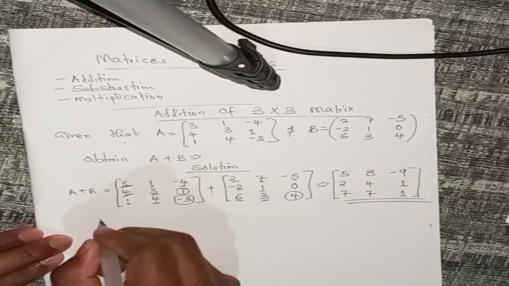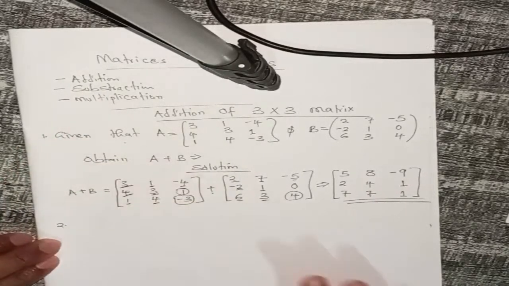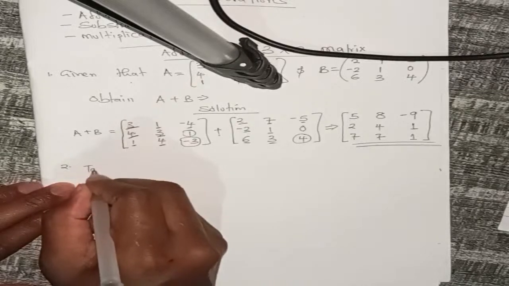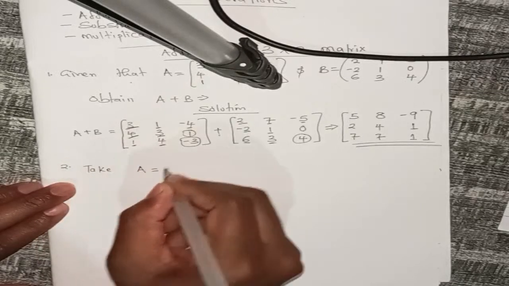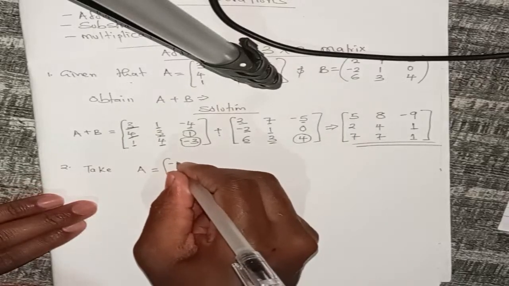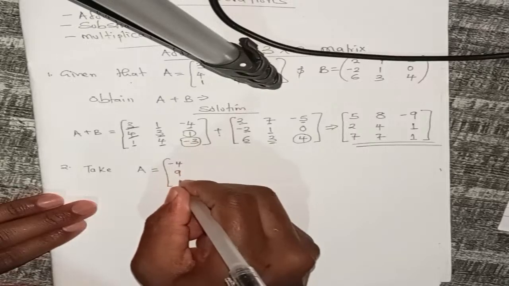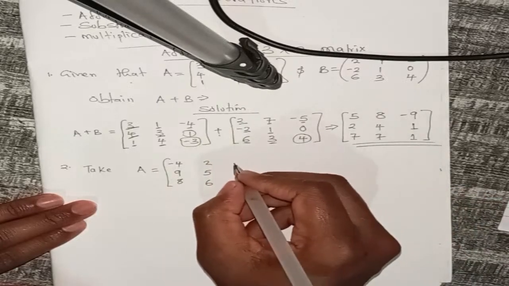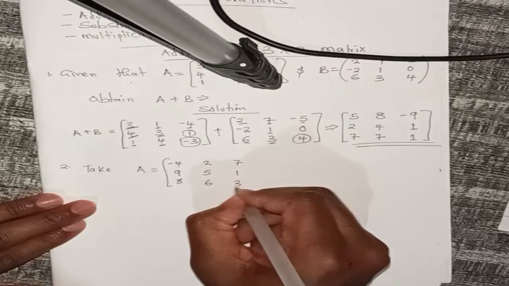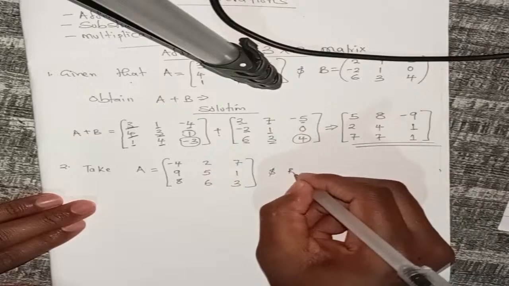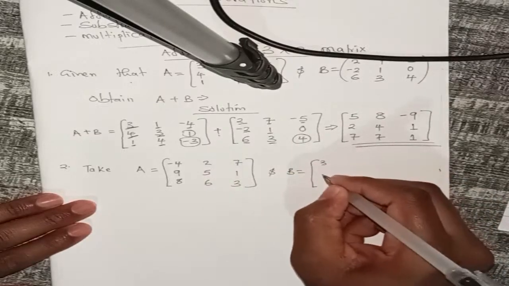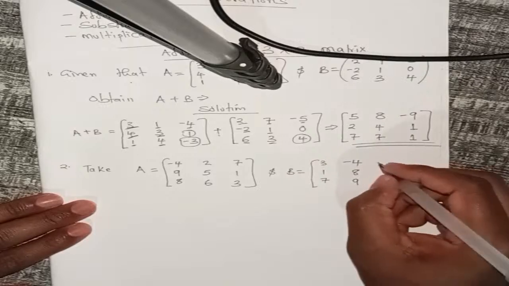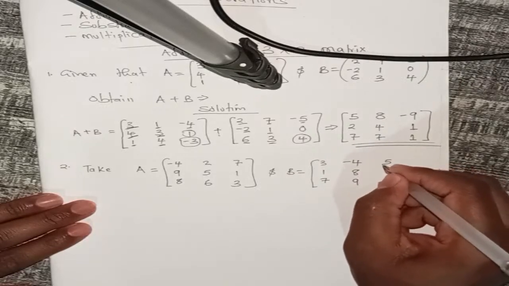Now this is example 1. Let's look at example 2. Take matrix A equivalent to -4, 9, 8, 2, 5, 6, then 7, 1, 3, and B equals 3, 1, 7, minus 4, 8, 9, then 5, 6, 2.